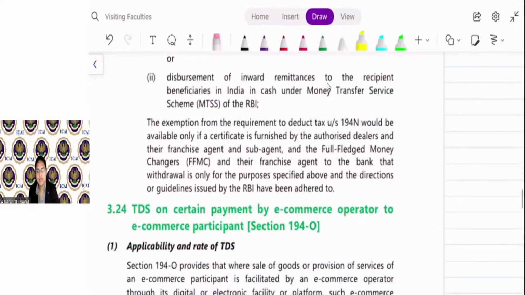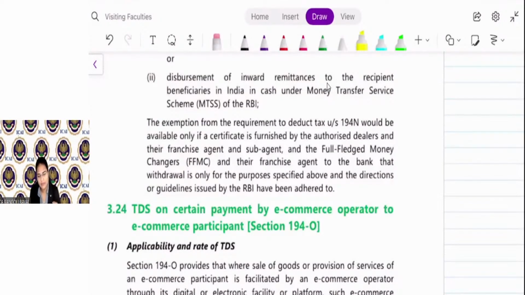See, 194N exemption is only available if the certificate is furnished to the bank by the authorized dealer or franchisee or sub-agent or the full-fledged money changer. Okay. 194N तब एप्लीकेबल होगा जब आप कैश विड्रॉ करते हो और कैश विड्रॉल 1 करोड़ से ज्यादा हो, तो जितनी 1 करोड़ की ऊपर की वैल्यू है उसके ऊपर 2% TDS करना है.